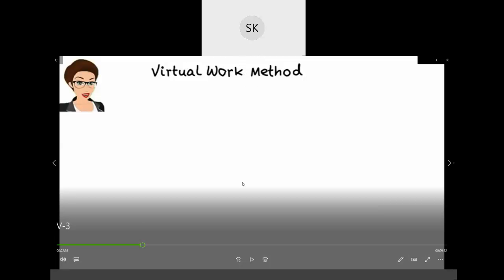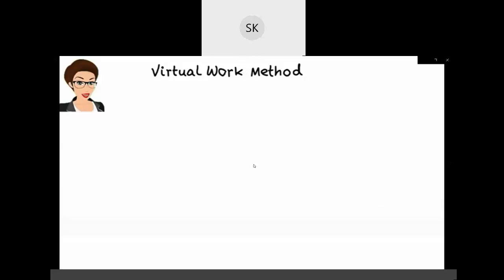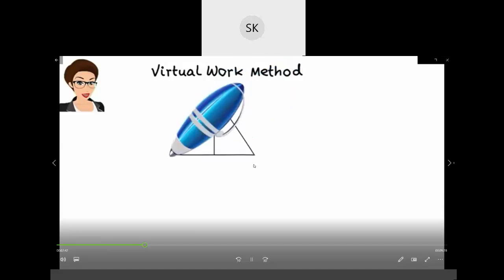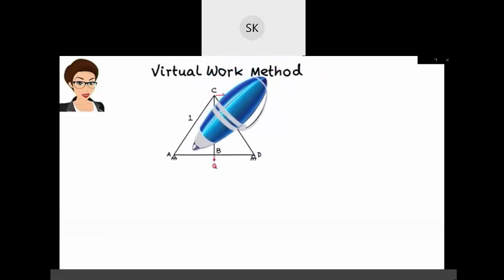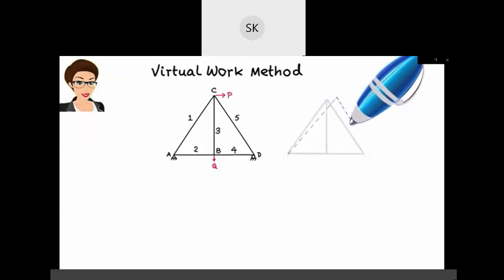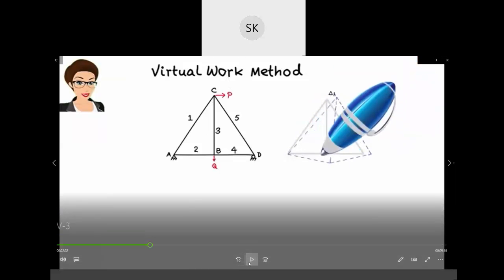Let's start by examining the basis of the method. Suppose we have a structure subjected to a set of external loads. Consequently, the structure is going to displace like this. I have been given a truss, and a load is applied at C. So when I apply a load at C, it will get deflected like this.